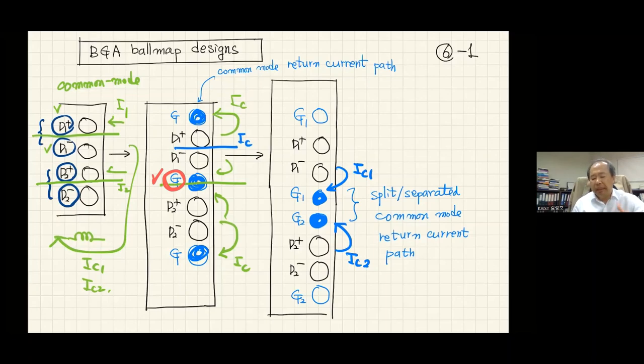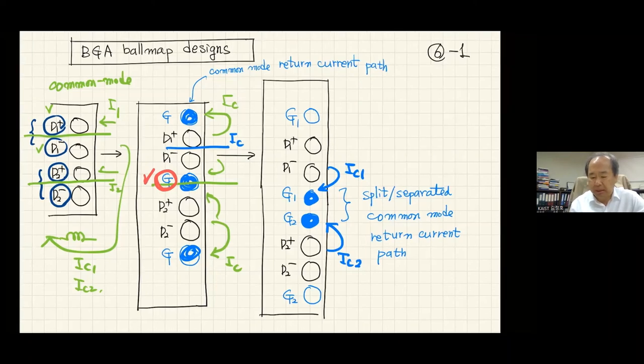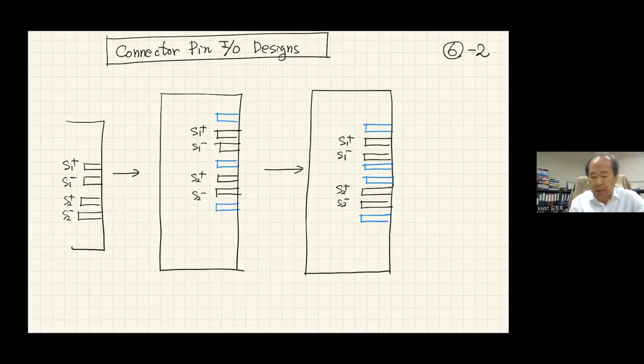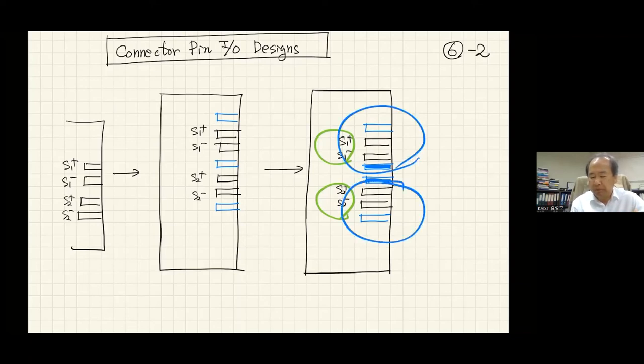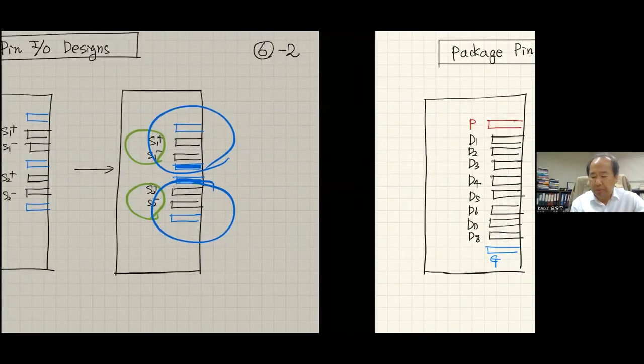This is another example of isolation and separation of return current paths. In connector design, also the same, we can add two grounds between the differential pairs. By having that, we can control the differential current, and the common mode current of differential pair one and differential pair two will be separated.